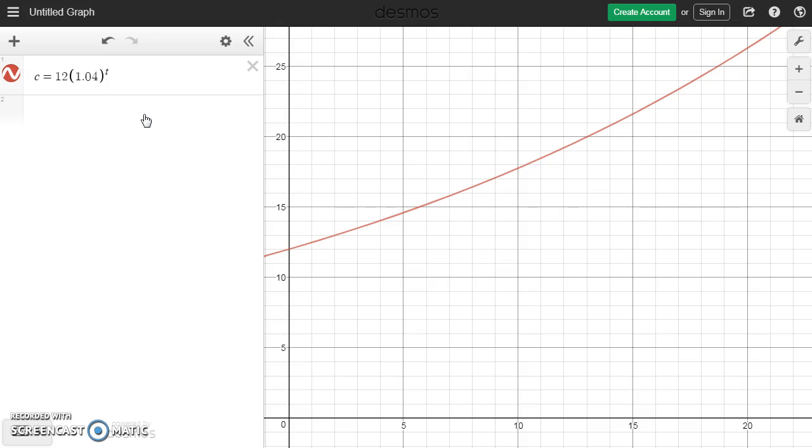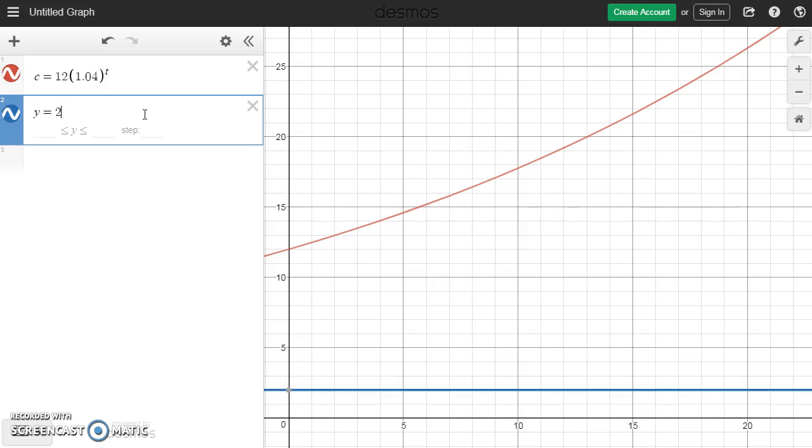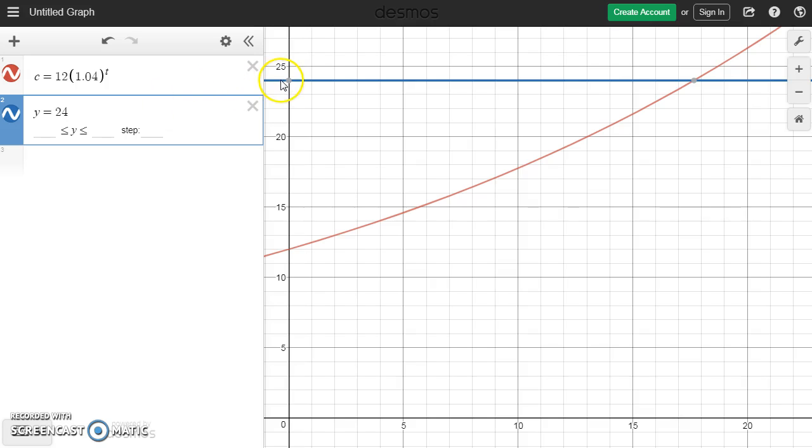We could estimate that by zooming in on our graph, or as a shortcut to come up with a more precise result, we could type in the equation y equals 24, because y equals 24 is that price that we would be interested in solving for, and then as long as we have one of those two graphs selected, we would see that point of intersection. So in this case, after about 17.7 years.